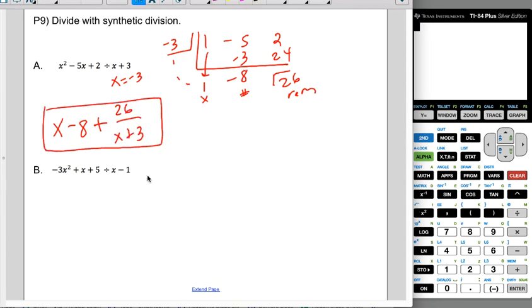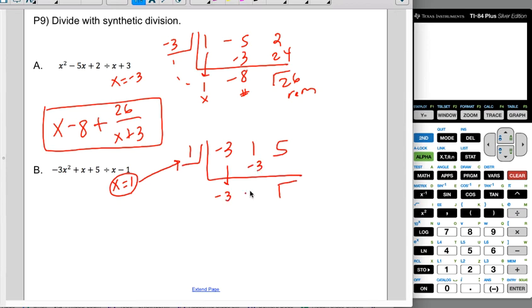And then for the last one in P9, same thing. It's not cheating if you can jump to x equals 1 by setting x minus 1 equal to 0. So you're going to get 1, negative 3, 1, and 5 as the coefficients across the top. Drop the number down, multiply, add straight down, multiply, add straight down. This is my remainder, and then I work backwards. So I get negative 3x minus 2 plus my remainder over the divisor.